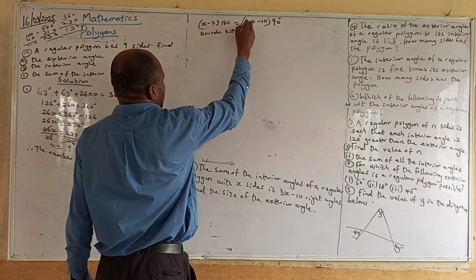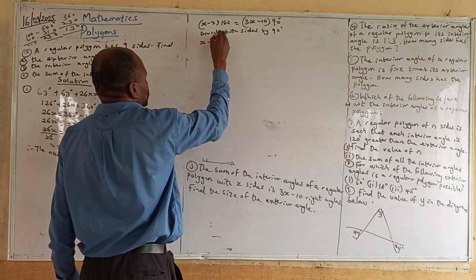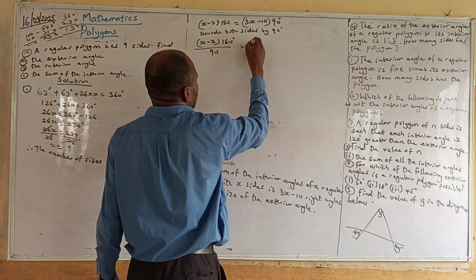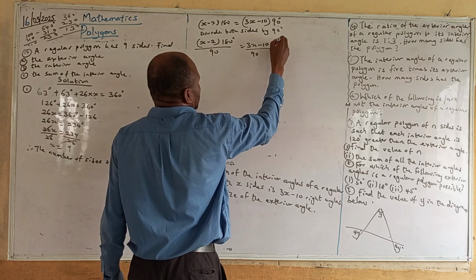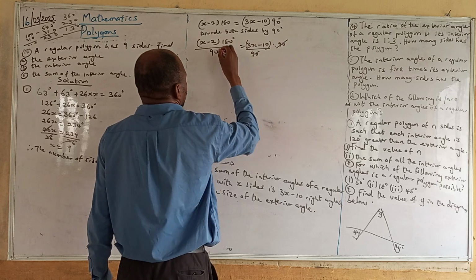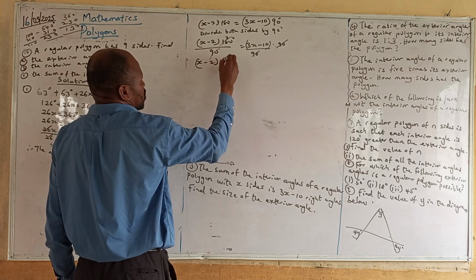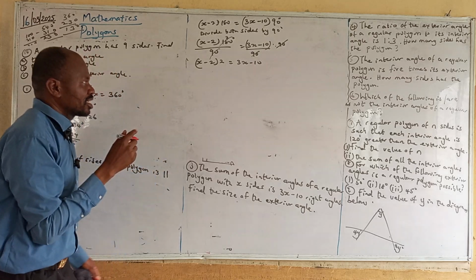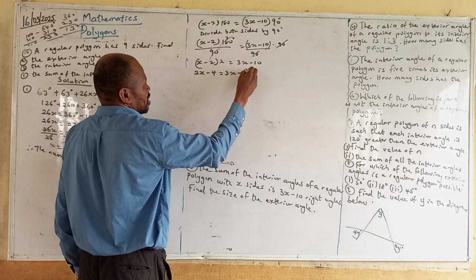Divide both sides by 90 degrees, and I have (S minus 2) times 180 over 90 degrees equals (3S minus 10) over 90 degrees times 90 degrees. So this one cancels out this one here. So I have (S minus 2) times 2 equals 3S minus 10. So I will open the bracket here. I have 2S minus 4 equals 3S minus 10.